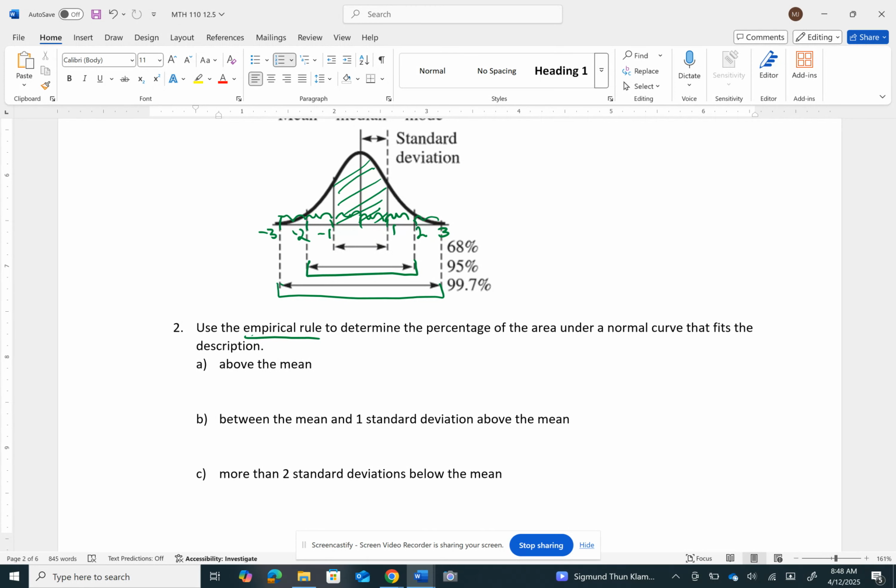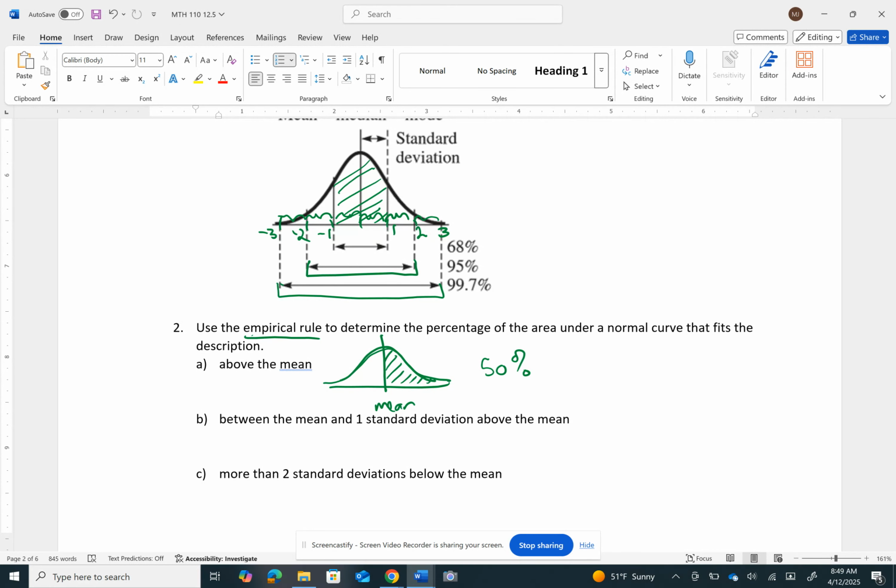All right, so we want to know the percentage of the area under the normal curve that would be above the mean. So think about the normal curve. The mean is right here in the middle. We want to know what percentage would be above it. Because of symmetry, we know 50% would be above it. What's underneath the whole thing would be 100%. So here's the mean right here. So 50% would be above it.